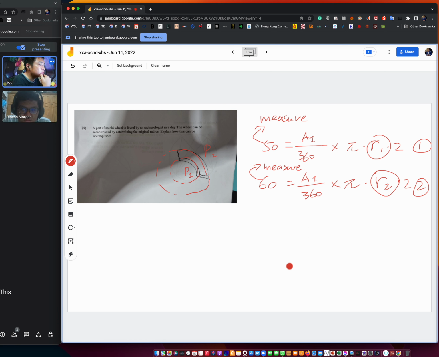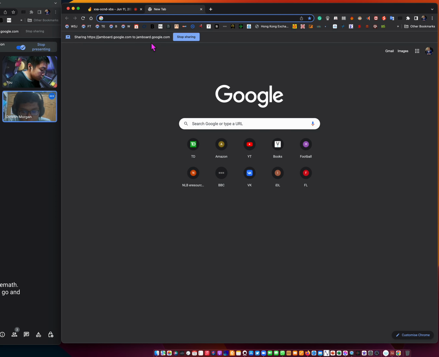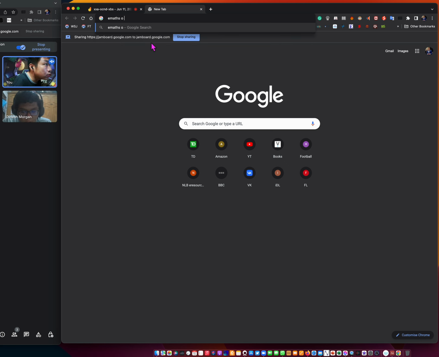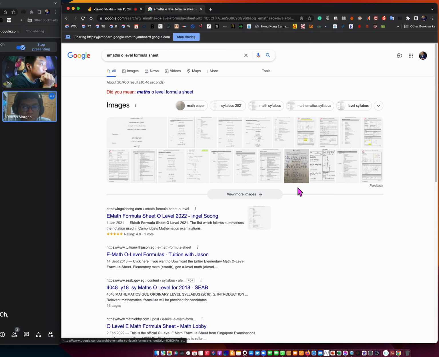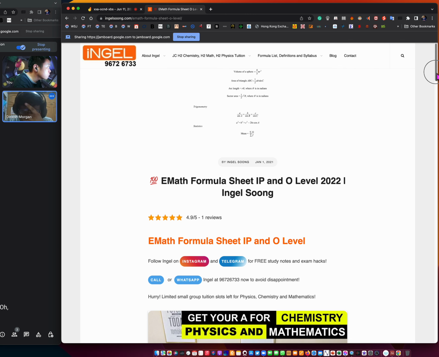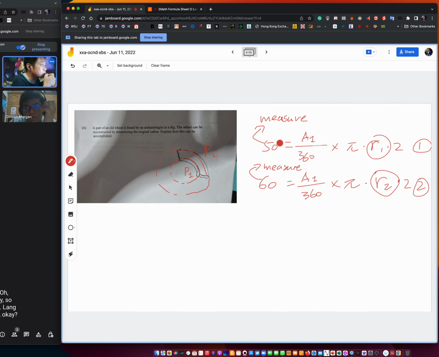I think there is another formula if you refer to the formula sheet. Okay, there is a formula sheet for the E-math. So let me go and take it up. So E-math O level formula sheet. Let me take it up. Okay, so they call it the arc length is R theta. Okay, good. So basically the arc length is the P1 and the P2.